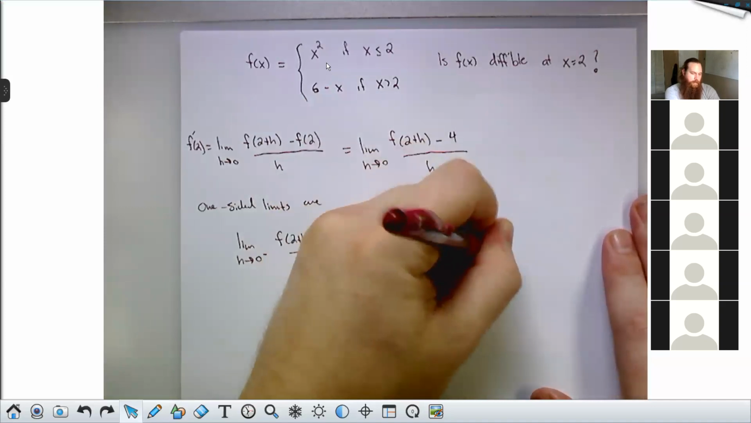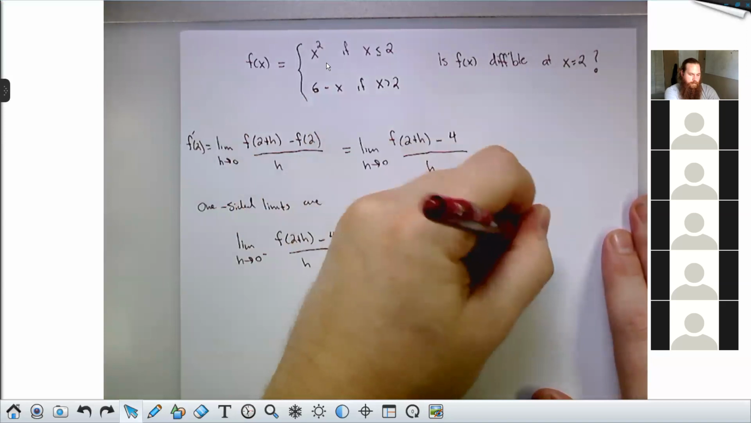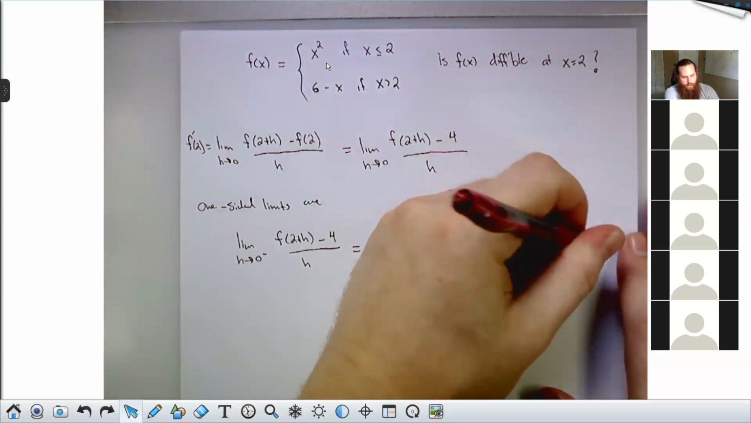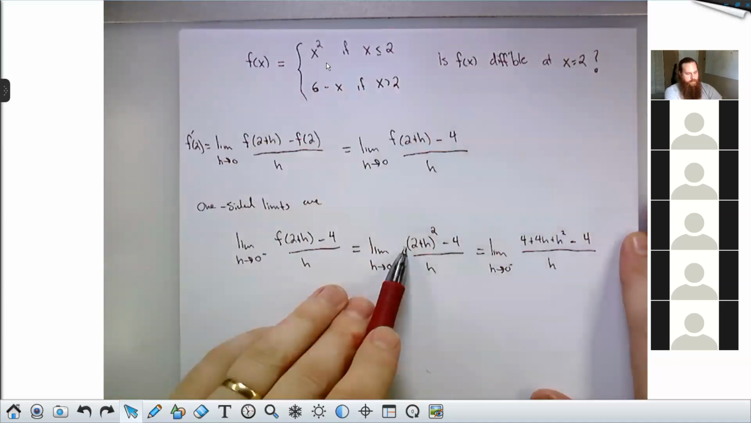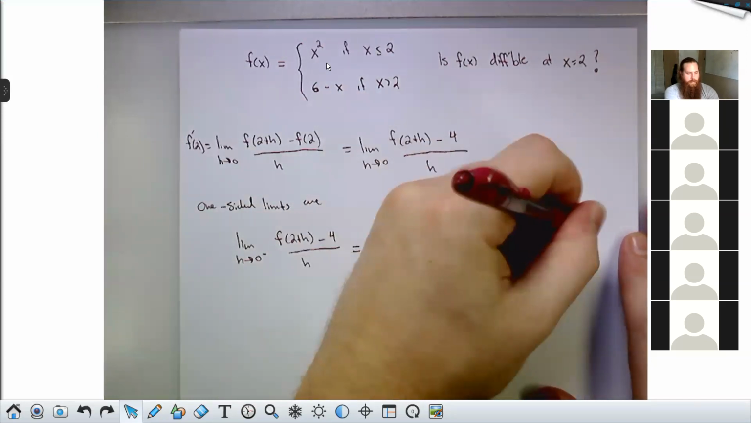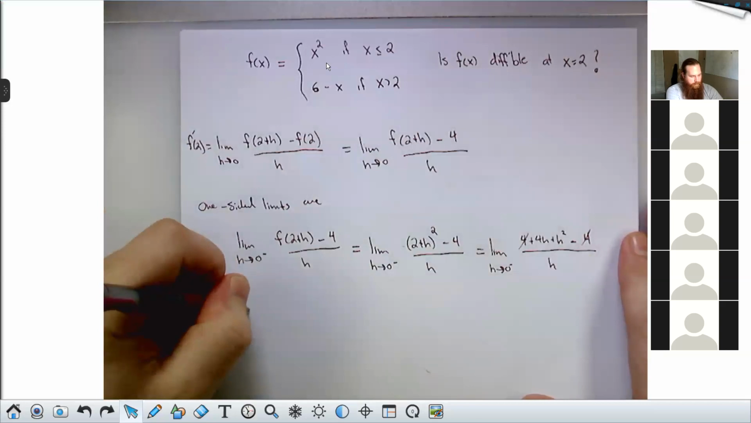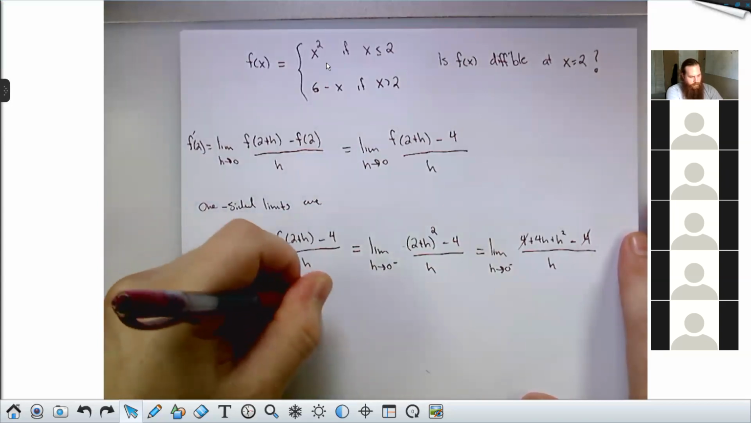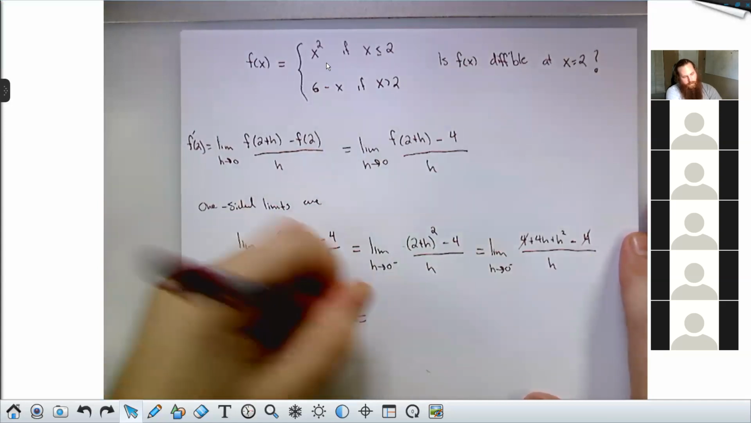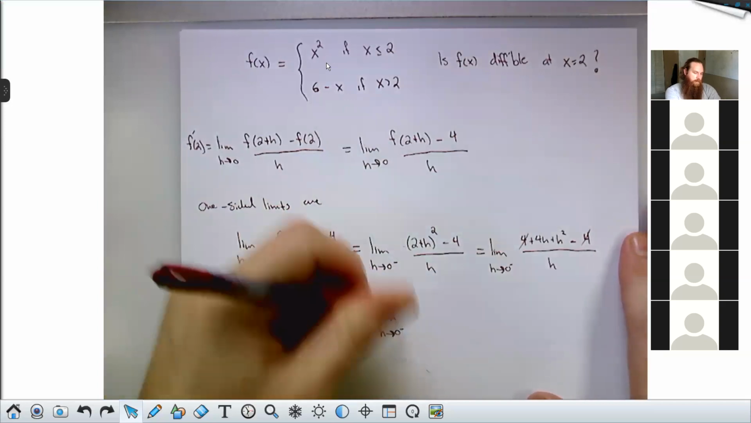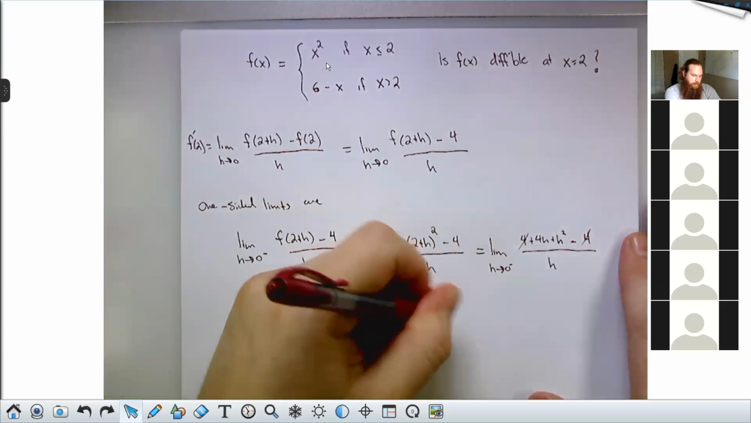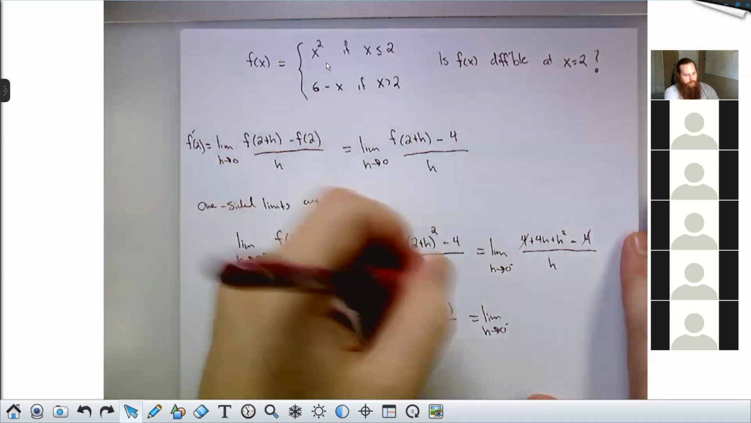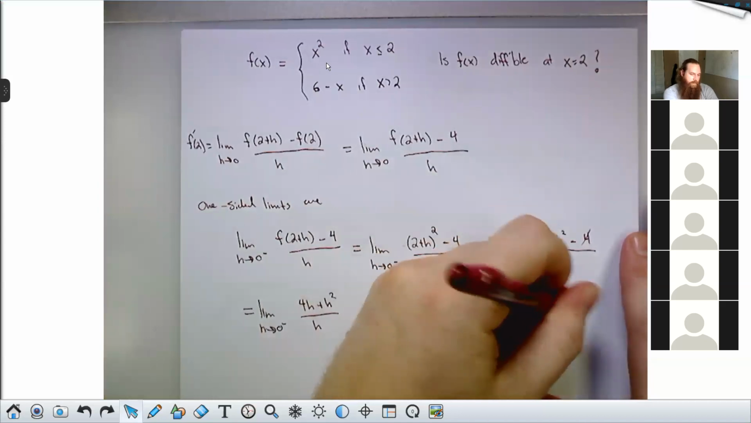I can FOIL out 2 plus h squared, and I get lim h to 0 minus 4 plus 4h plus h squared minus 4 over h. So I just FOILed this out. That's these three terms. And then the 4's will cancel. So the limit that would define the derivative when taken from the left is lim h to 0 minus 4h plus h squared over h. You can factor an h and cancel with the downstairs. And you get 4 plus h. So this is tending to 4.